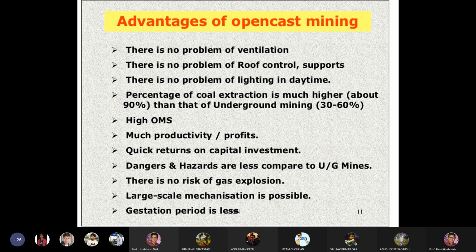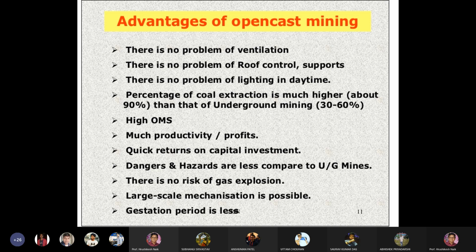Large-scale mechanization is possible in open cast mining. Any big machine can be used in open cast mines. Large-scale mechanization is possible in open cast mining.